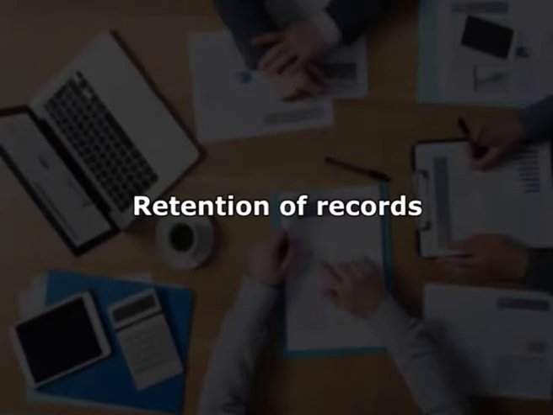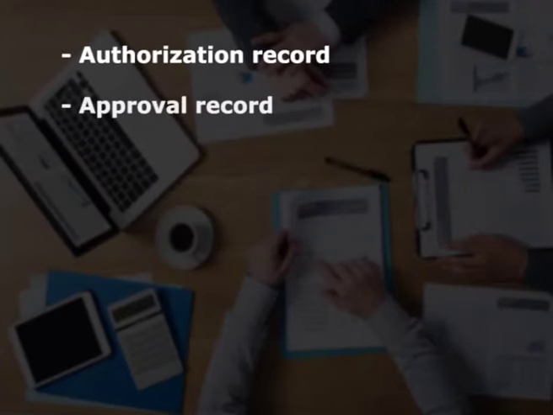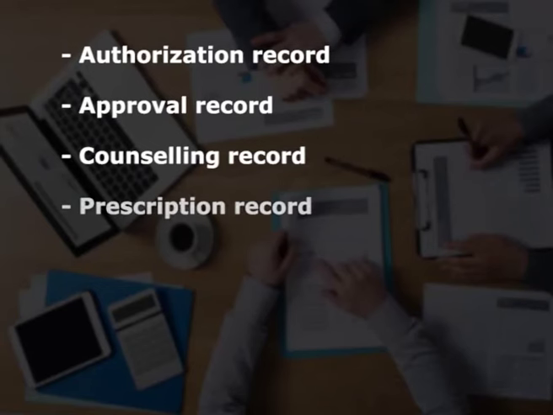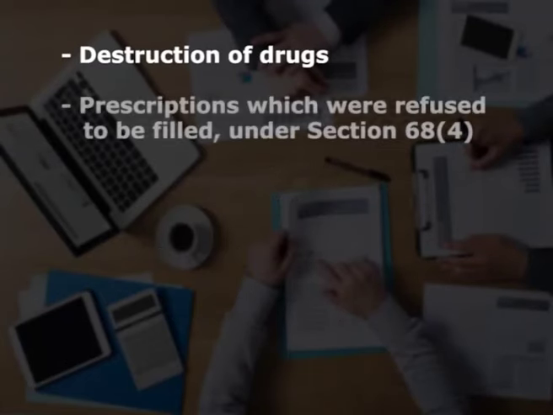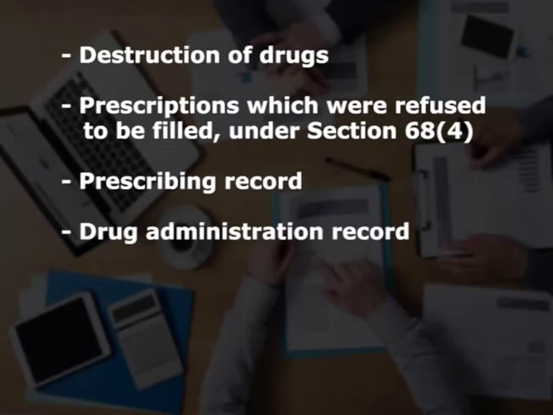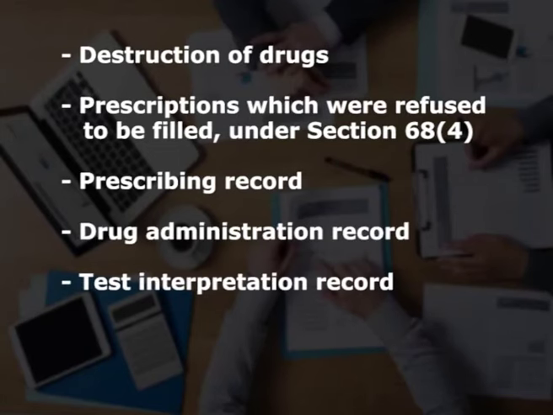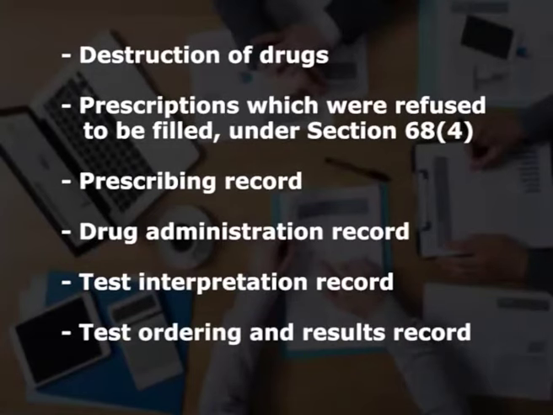Retention of records. A member or owner must retain the following records for a period of not less than 7 years after the circumstances giving rise to the creation of the record, which includes authorization record, approval record, counseling record, prescription record, prescription label, patient profile, acquisition and sales record, restriction of record, prescriptions which were refused to be filled under section 68(4), prescribing record, drug administration record, test interpretation record, and test ordering and result record.